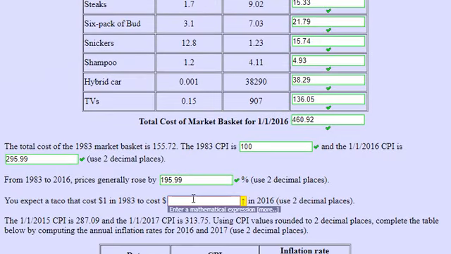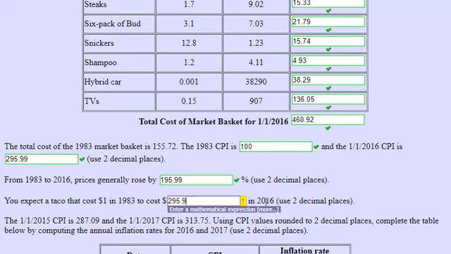And here's further intuition on why we turn the dollar cost of the market basket through time into a percentage. So you expect a taco that cost $1 in 1983 to cost what in 2016? Well, think of this as 100 cents, and think of this as 296 cents, right? If the taco cost $1 or 100 cents in 1983, we expect it to cost this many cents in 2016.